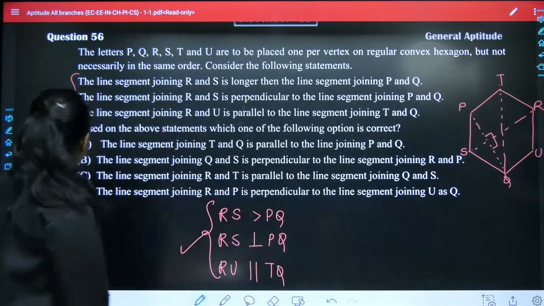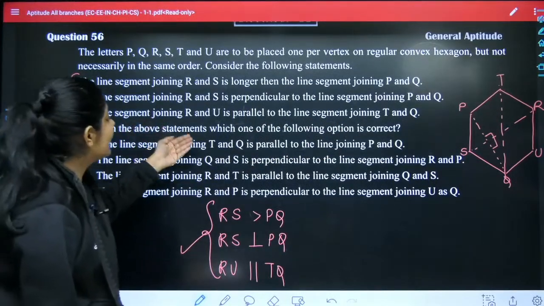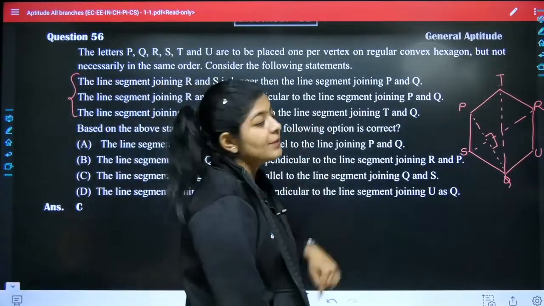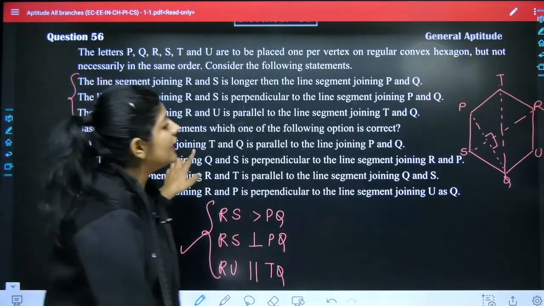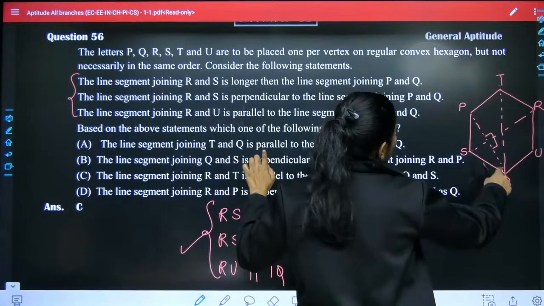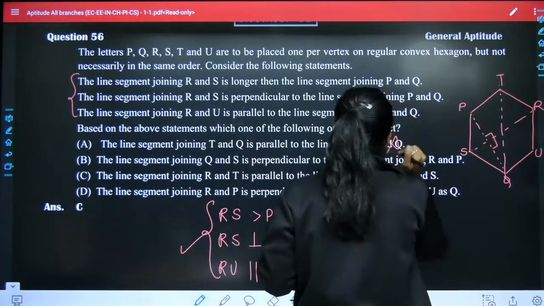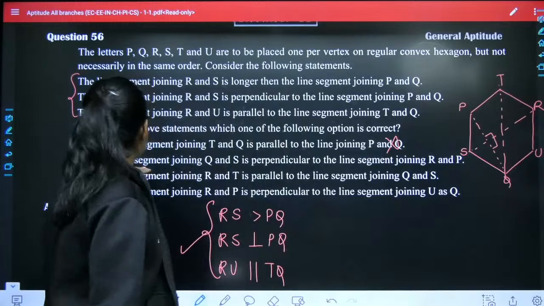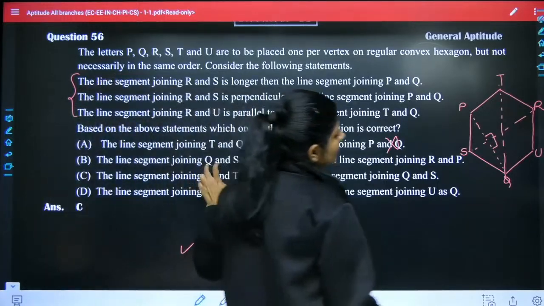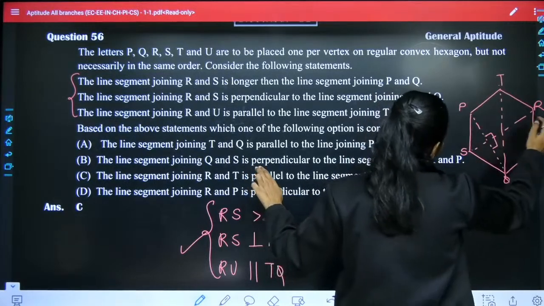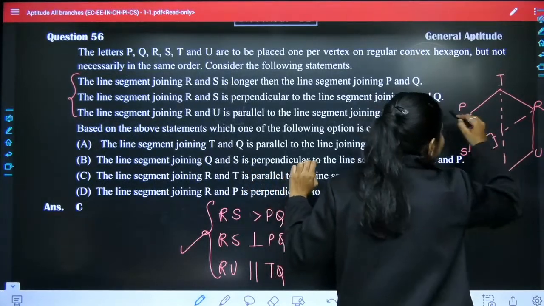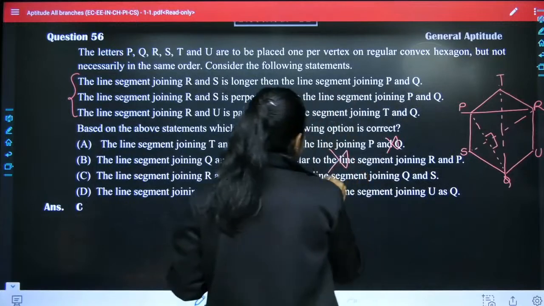So now what we have to find out, based on the above statements, is which one of the following options is correct. Now we need to check the options. The line segment joining PQ is parallel to PQ. No, this condition is incorrect. The line segment joining QS is perpendicular to line segment PR. No, this is not perpendicular. This is like this and this is like this. So this option is also eliminated.